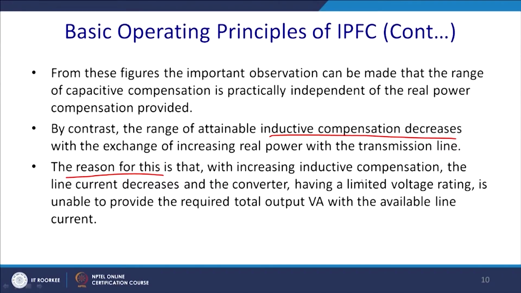the reason is that with the increasing inductive compensation, the line current decreases. So, we have assumed that the line current remains constant, and the converter has a limited voltage rating. So, you cannot increase the value of the voltage. So, the device is compelled to restrict itself to a particular voltage rating, and is unable to provide the required total output VA at the available line current. So, it is a very good capacitive VAR compensator.